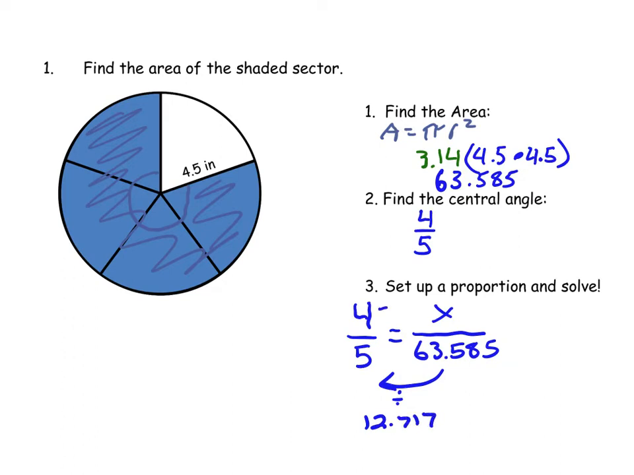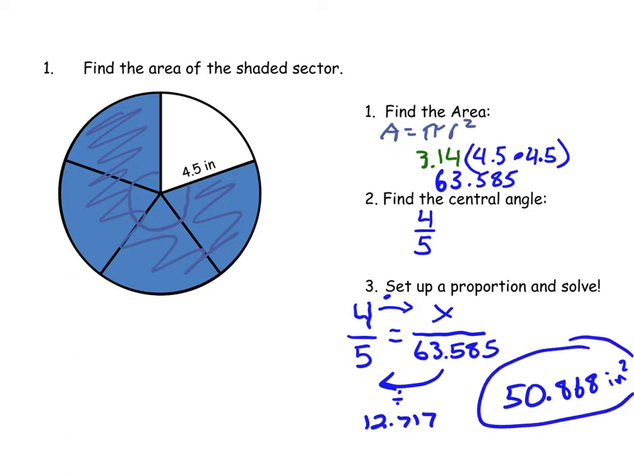Then what I'm going to do is multiply by 4 to get the area of my sector. So times 4. If you just leave that 12.717 in your calculator and hit times 4, you don't have to worry about typing it back in. You should get the area of this sector to be 50.868. And since it's area, it's inches squared. There's your answer.